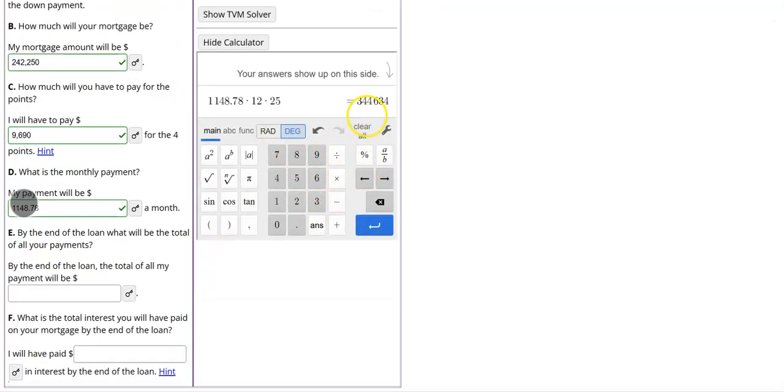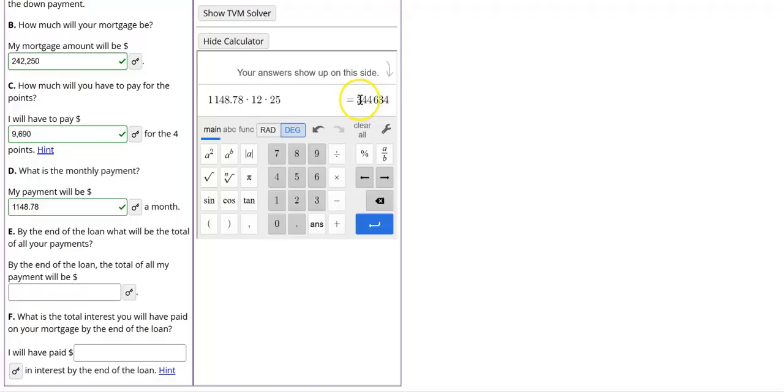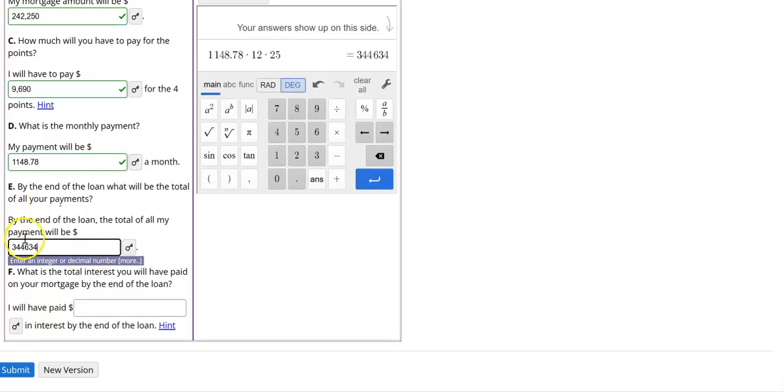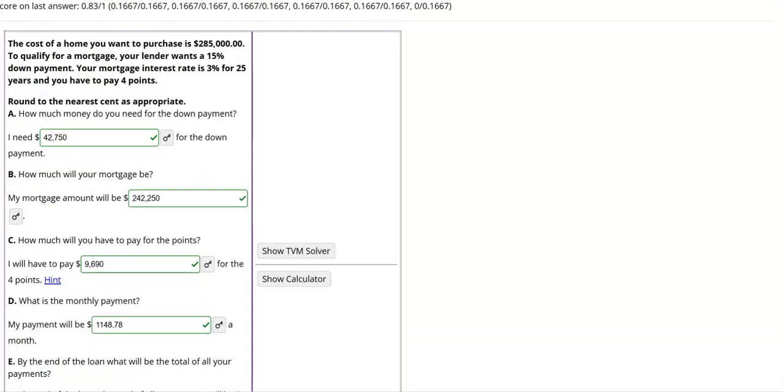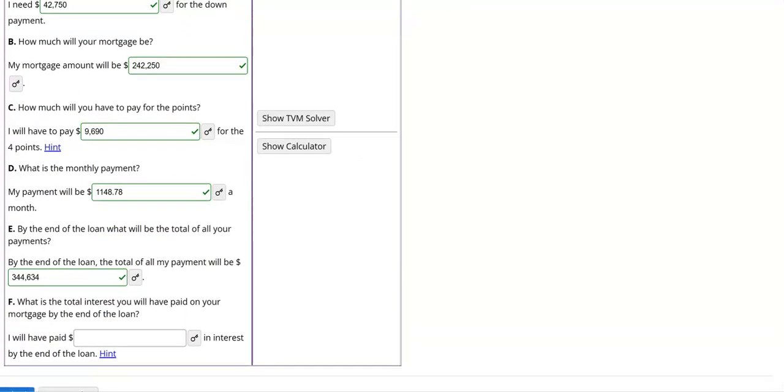So you get 344,634. That much you paid. If you put the comma here, it's fine. If you don't put a comma, it's still fine. That's the loan, that's what you pay in total. Total paid. So the last question was the mortgage interest. That's the last part of the question.